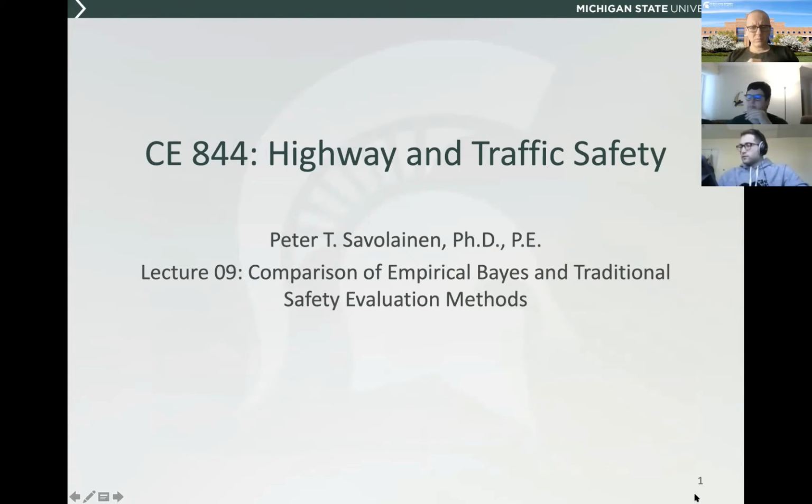So today we'll continue talking about the empirical Bayes method, and we'll basically do a few case studies that will demonstrate how we can use real data for the purposes of an EB evaluation, and we'll compare that to a before and after with control.